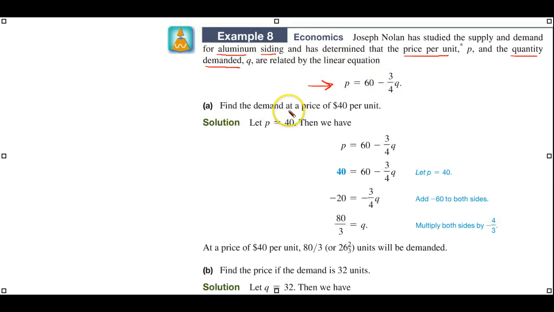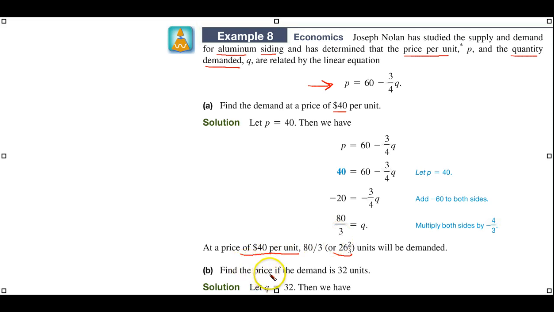Find the demand at the price of $40 per unit. So price, P, is $40. So there's our formula. We're substituting the P with 40. We go through it, and we end up with Q, which is the quantity, approximately 26 2/3. So at the price of $40 per unit, the demand will be 26 2/3. That is 80 thirds.